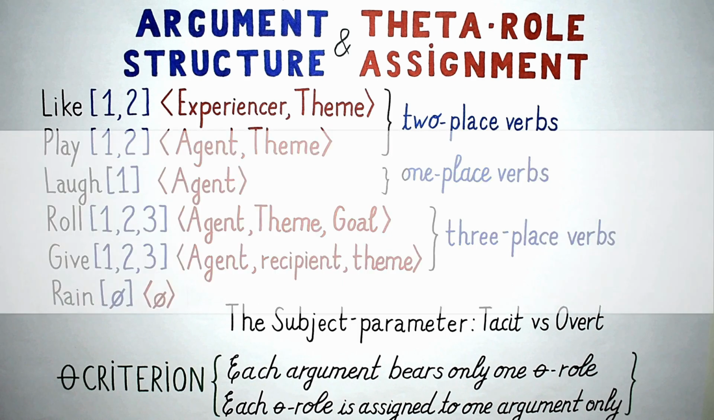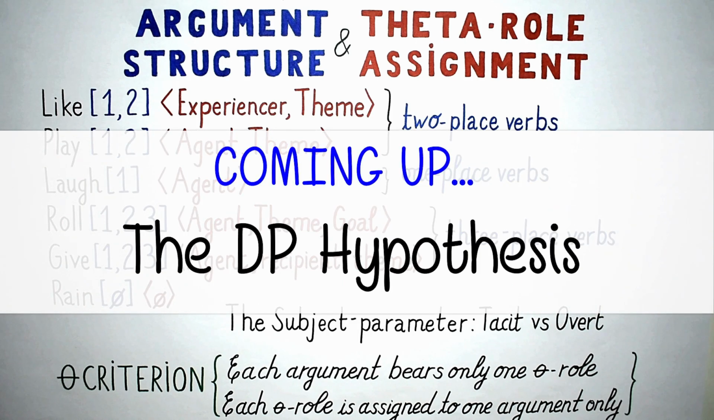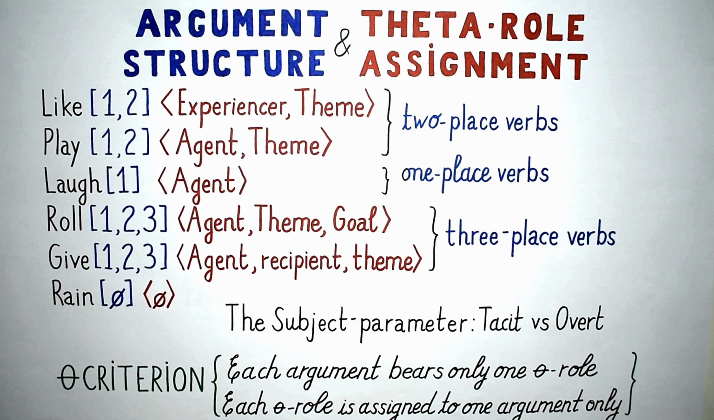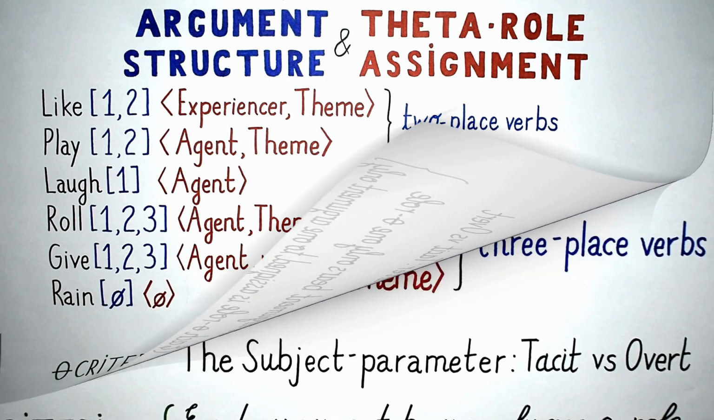Next class we will be talking about the DP hypothesis. There is a hypothesis that states that nominals are DPs, determiner phrases. Okay, see you next class.